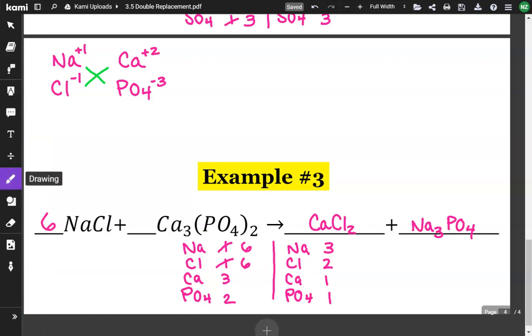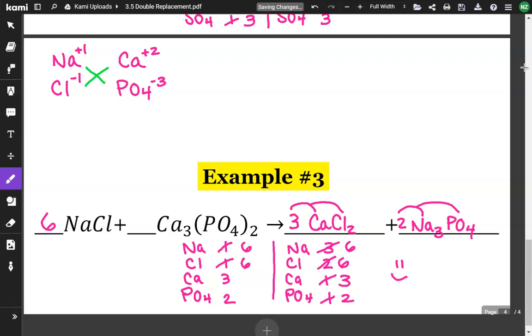So let's get 6 chlorines on the right. So let's put a 3 here. That goes to calcium and chlorine. Okay. And then let's put a 2 here. That goes to sodium and phosphate. And balanced. So that happens sometimes. Don't get discouraged if the first number you try doesn't work out. Sometimes you have to go back and forth. And that's double replacement or double displacement reactions.